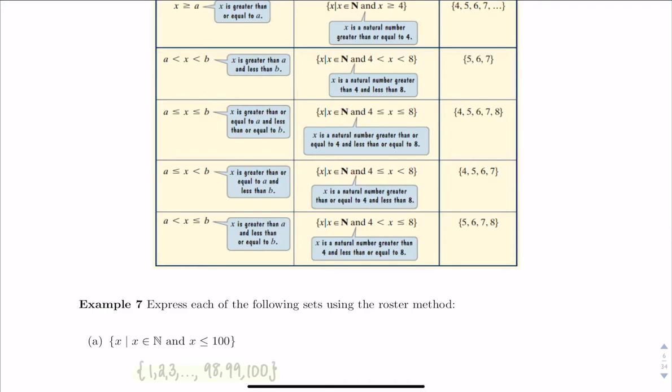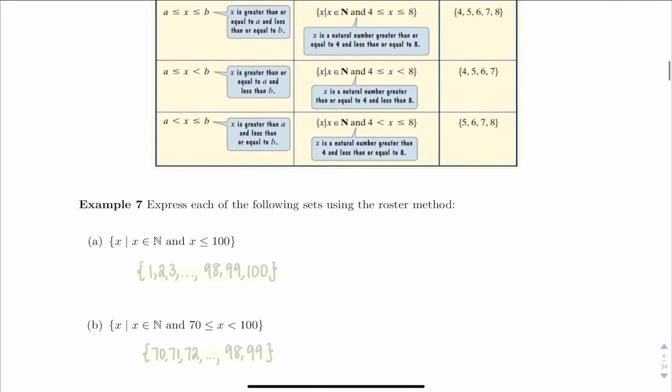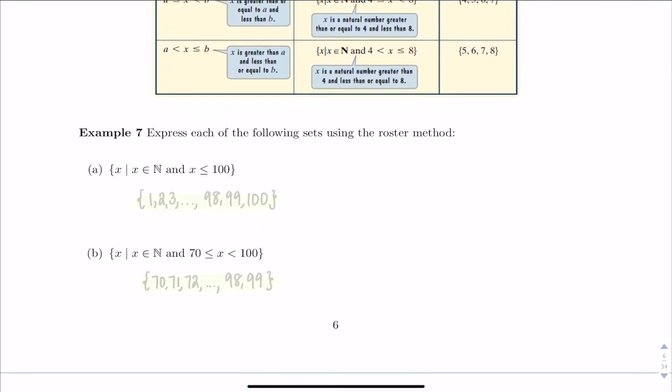So let's express each of the following using roster method. So x such that x is in the natural numbers and it's less than or equal to 100. So that means we're getting up to 100. So that's 1, 2, 3, ... You could do 98, 99, and 100.